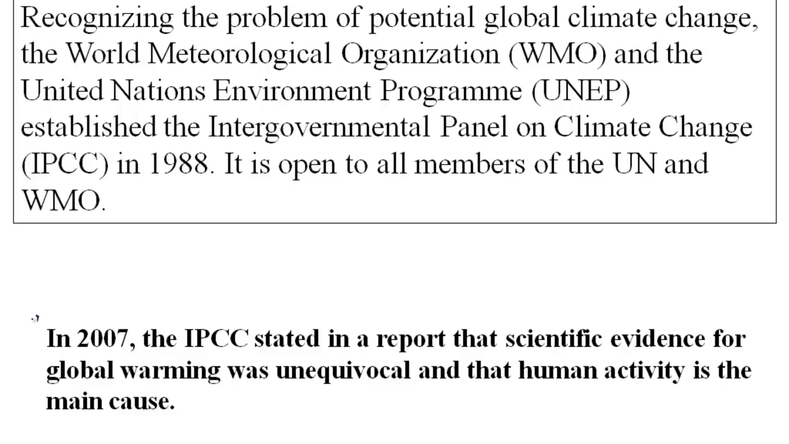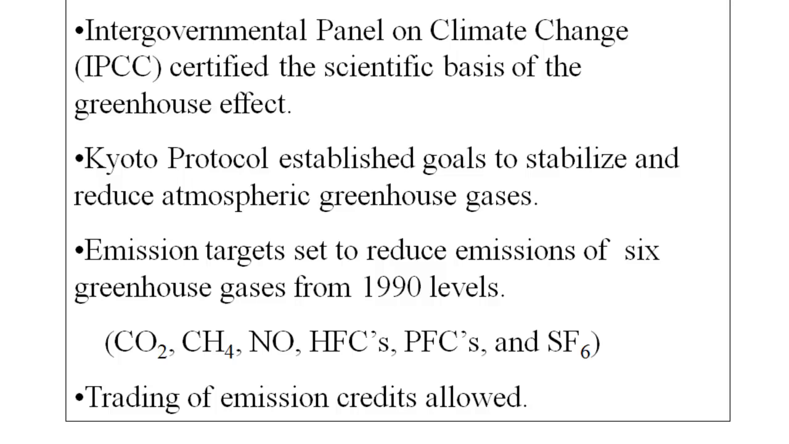So in 2007, the IPCC stated in a report that scientific evidence for global warming was unequivocal, and that human activity is the main cause. The Kyoto Protocol, we see this so often, or every so often on the news, and there's a lot of debate with this with the United States, because if we follow this protocol, it's believed that it could hurt our economy. The big thing that we see out of this is trading emission credits allowed.